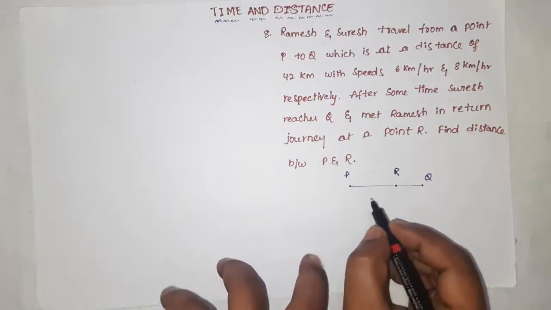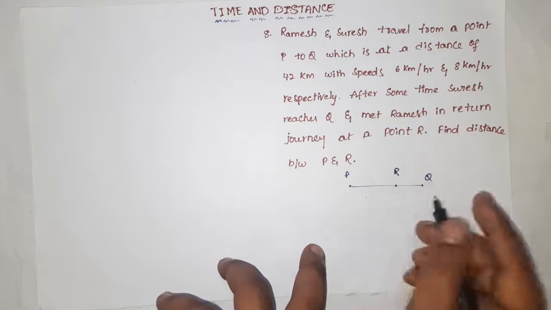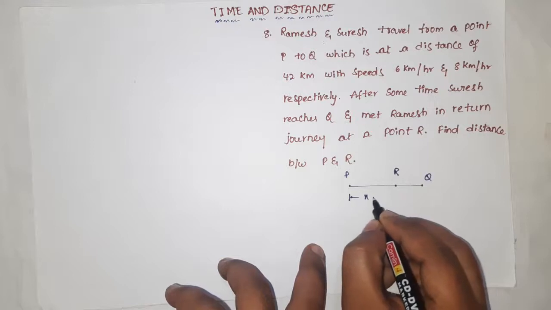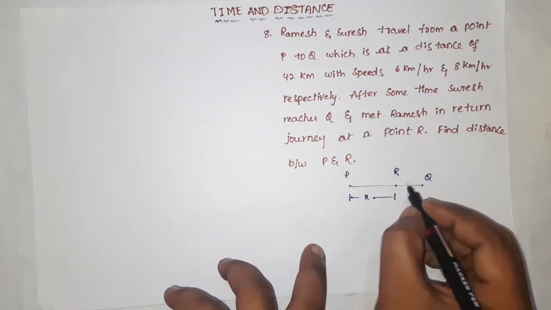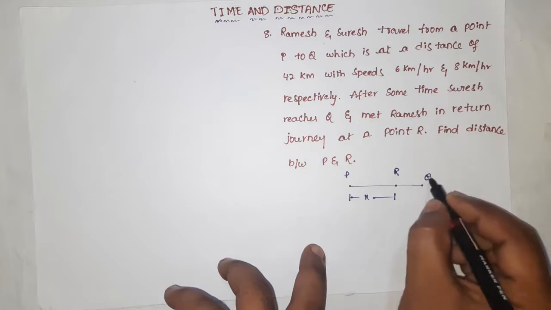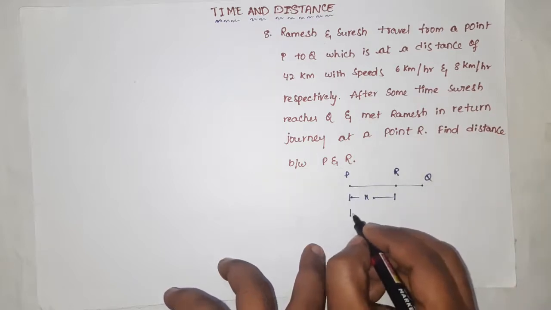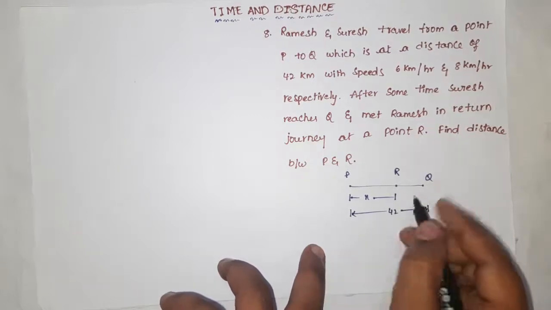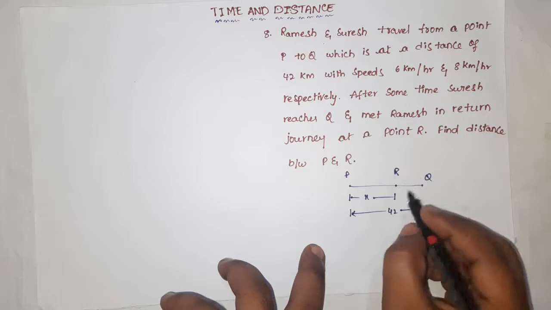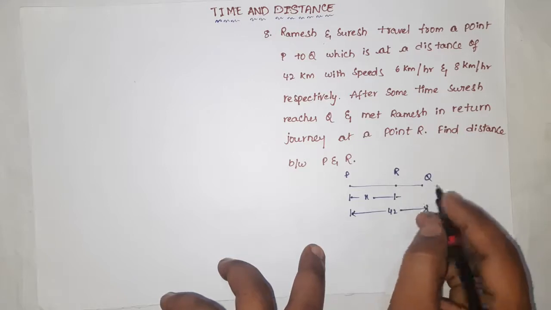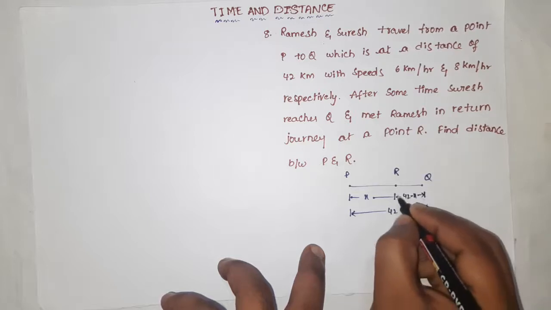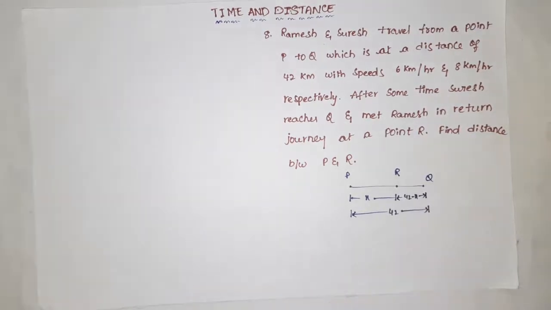So what is the distance covered by Ramesh in this period of time? Let us say the distance covered by Ramesh is X. And what is the distance between P and Q? P and Q is 42 kilometers. So what is the distance between R and Q? R and Q is nothing but 42 minus X. Okay, this is the observed data from this question.